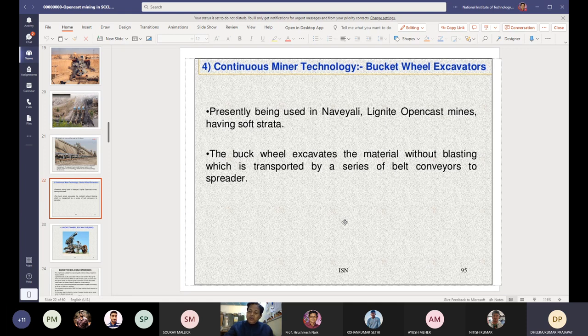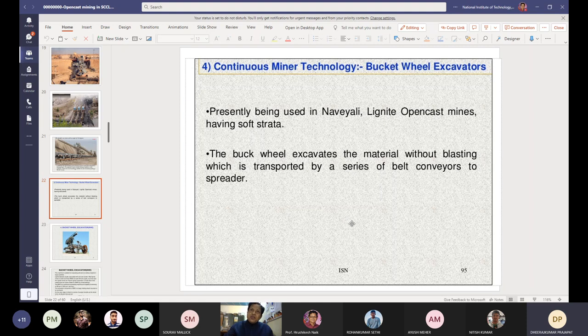If you are going to use the in-pit crushing and conveying technology, you need a dumper for short distance and a shovel to load it. After drilling, you blast the overburden. After blasting, a dumper is filled by the shovel and takes the material to the crusher. The crusher will crush the material to the required size. After that, it is fed to the belt conveyor system. The belt conveyor carries the material over a longer distance and feeds the spreader, and the spreader spreads the material in the dump yard. So this is the sequence of activities in the in-pit crushing and conveying technology.